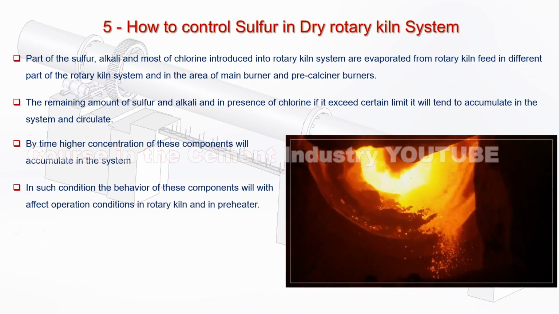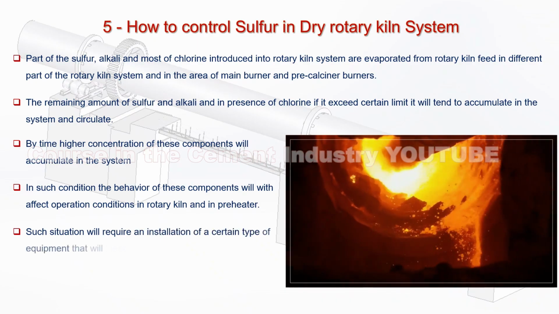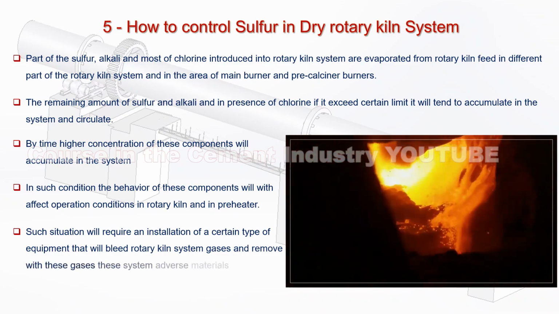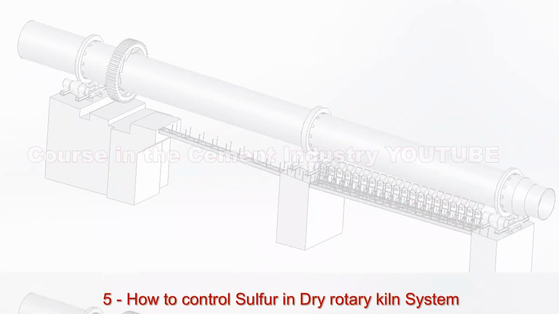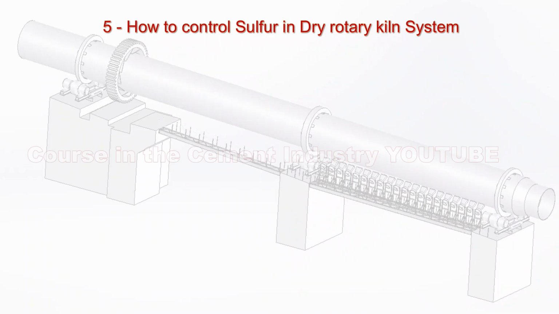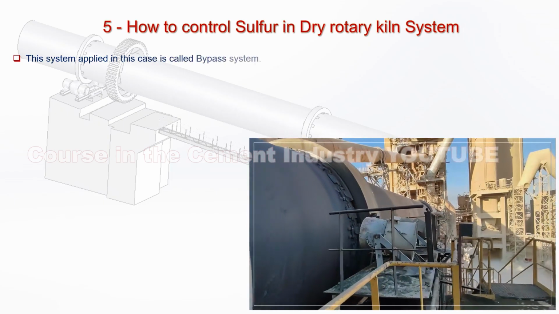5. Such situation will require an installation of a certain type of equipment, that will bleed rotary kiln system gases, and remove with these gases these system adverse materials. We follow together, how to control sulfur in dry rotary kiln system. 6. This system applied in this case is called bypass system.